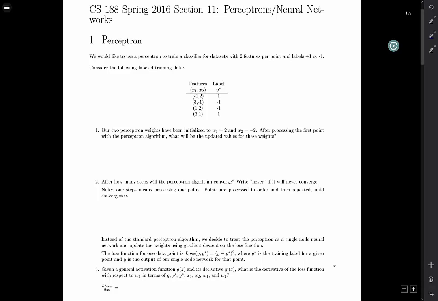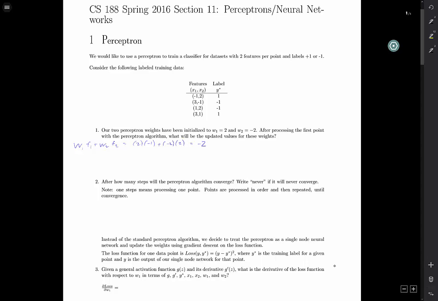So they say that our two perceptron weights have been initialized to W1 equals 2 and W2 equals -2. We have two weights because we have two features. So after processing the first point with the perceptron algorithm, what will be the updated values for each of these weights? With the perceptron algorithm, we take our weights and we dot product them with the feature. So we do W1 F1 plus W2 F2. So this is 2 times -1 plus -2 times 2, and that equals -2.